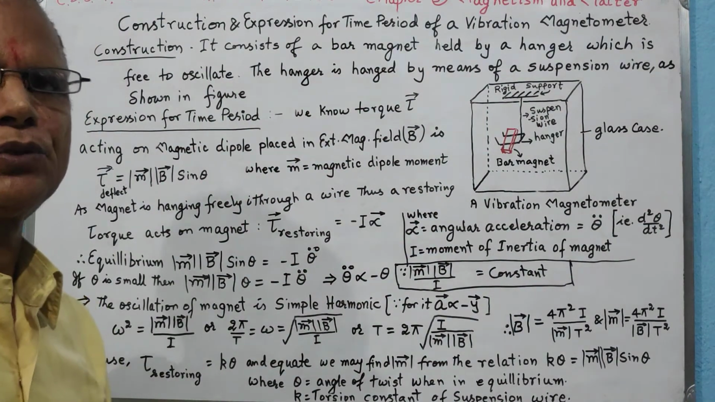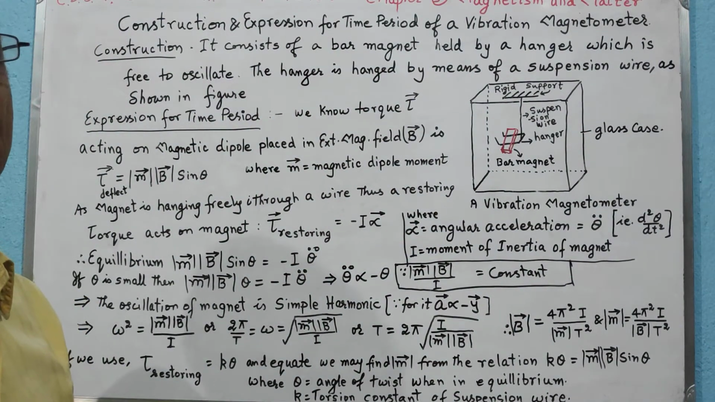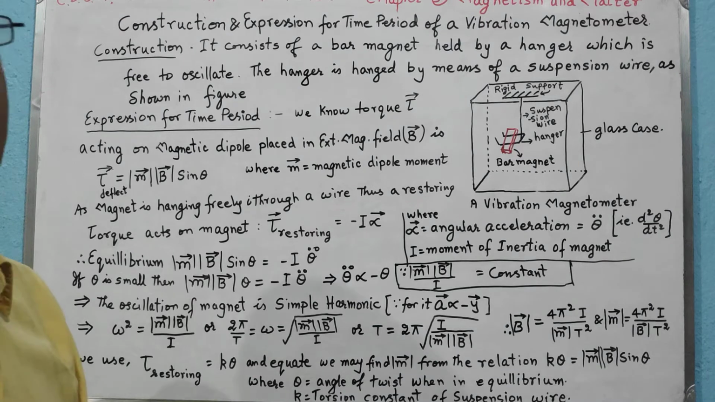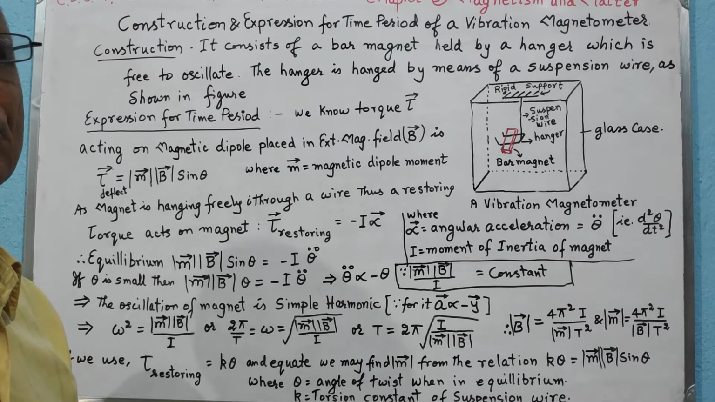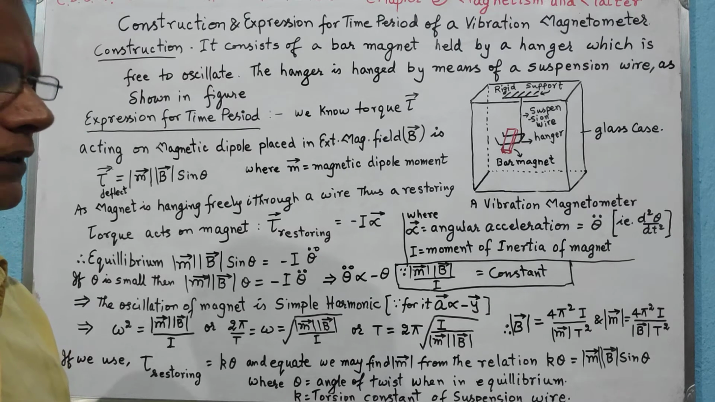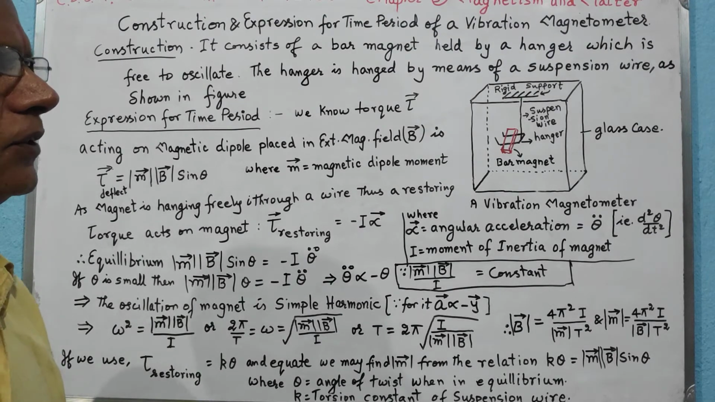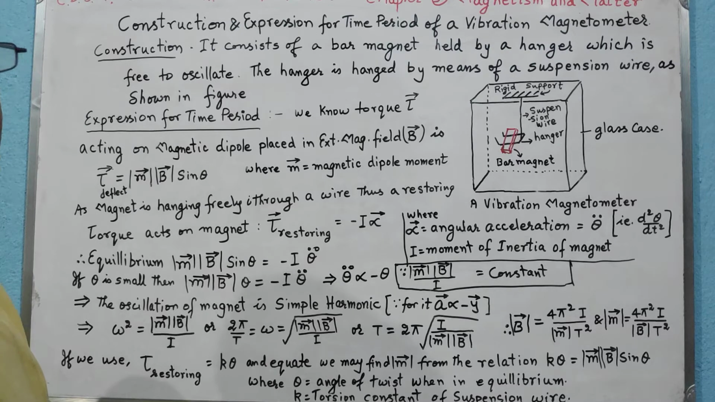Dear students, today we are going to talk about the vibration magnetometer. It is a device which helps us to find the magnetic dipole moment of any magnetic dipole, or to find the value of an external magnetic field. How this is done, we shall be talking about right now.